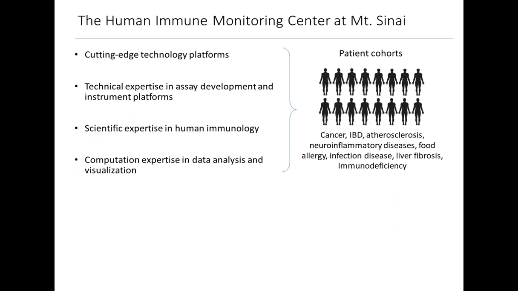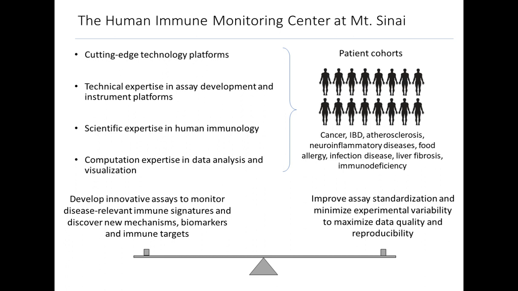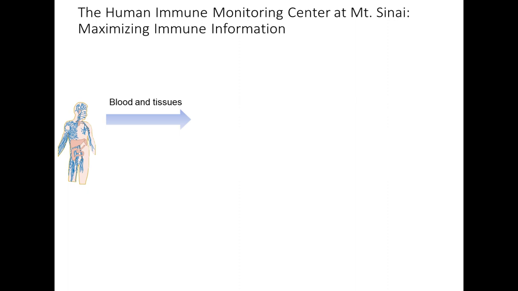So the Human Immune Monitoring Center at Mount Sinai is a center that aims to combine a range of technology platforms together with computational, technical, and scientific expertise and bring this to bear on a range of patient cohorts to derive biological insights, particularly in the setting of trials. One of the challenges in doing this sort of work is balancing innovative assay development with the rigorous standardization required to minimize the experimental and technical variability that can often compromise data in this sort of setting.